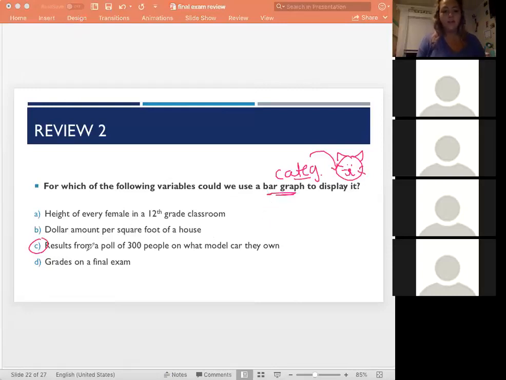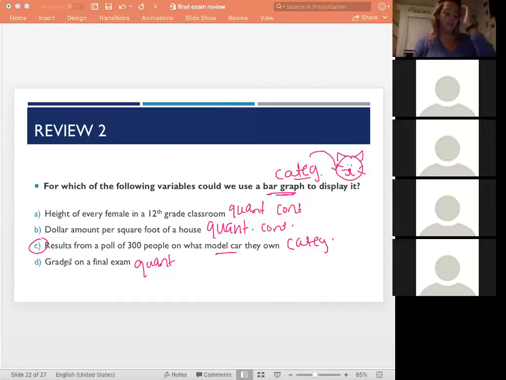Anyway, results from a poll of 300 people on what model car. The model of car is the only one on here that's a categorical variable. Grades on a final exam is quantitative. Dollar amount is quantitative. And height is also quantitative. To be specific, this is going to be continuous. This is also going to be continuous. And then grades on a final exam.